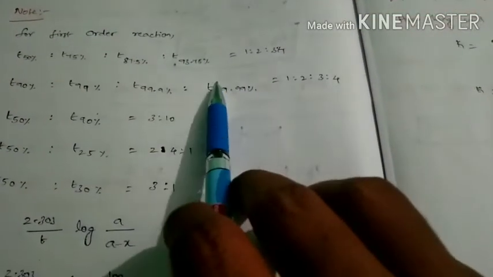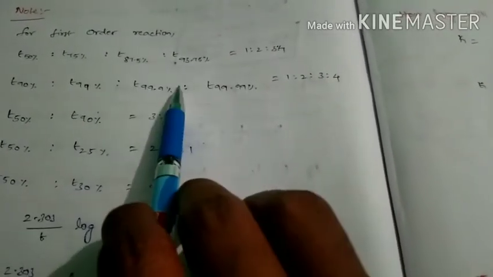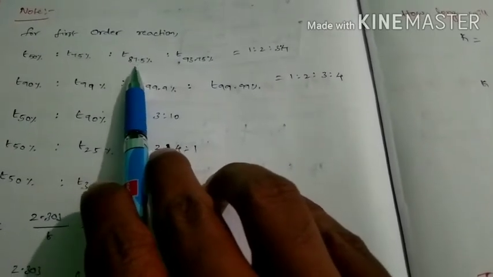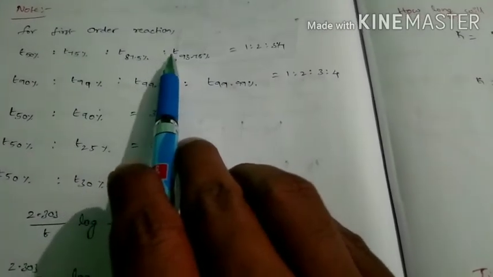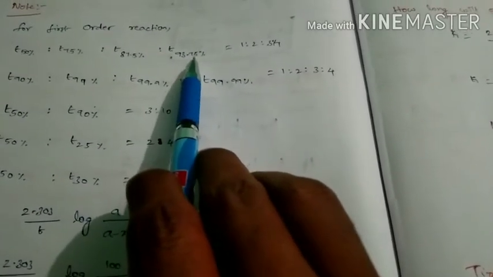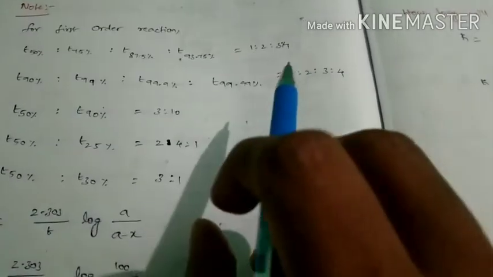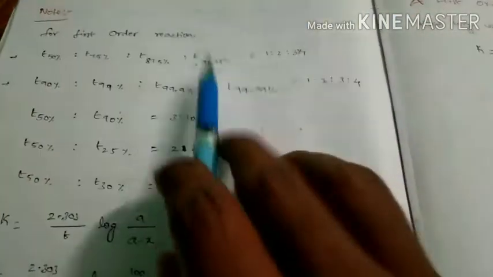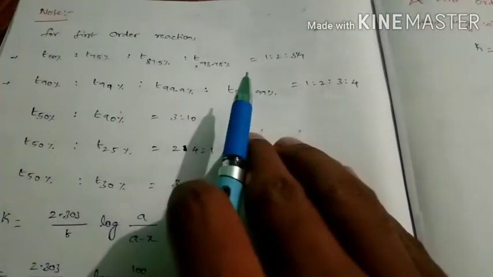Like that we can express everything. We can show the time required for 87.5% reaction, and for 93.75% completion of reaction the ratio is 3:4. We can show everything, but it takes time. No need to do all these things. You just remember these expressions for competitive level.